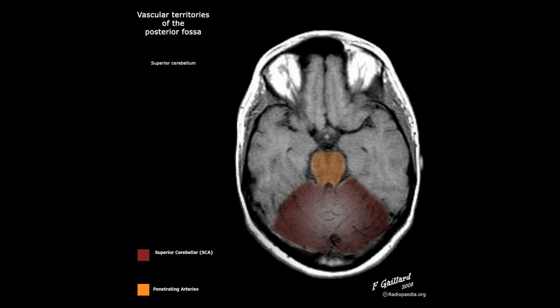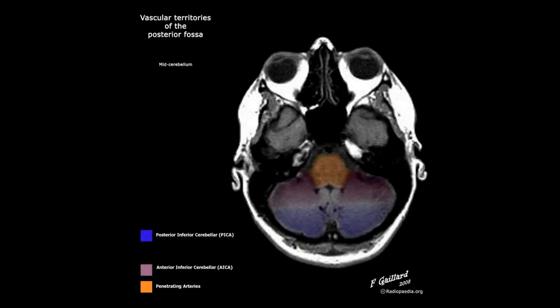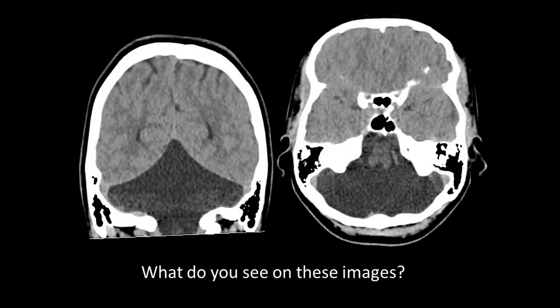This is a more superior section to show the territory of the superior cerebellar artery. So this is the superior part of the cerebellum, and this is the brainstem, which is supplied by some penetrating arteries. This is an inferior section showing the anterior area of the cerebellum, which is supplied by AICA, right? Yeah, the anterior inferior cerebellar artery, and the posterior part, which is supplied by PICA, posterior inferior cerebellar artery.